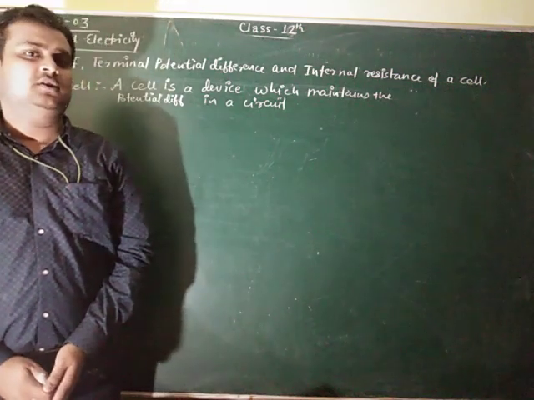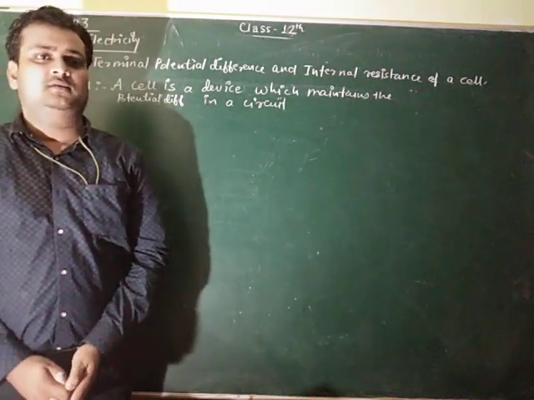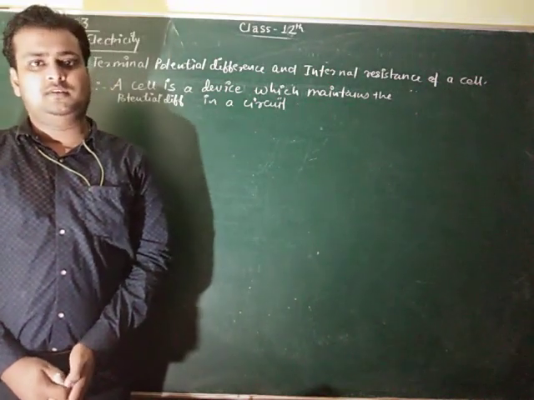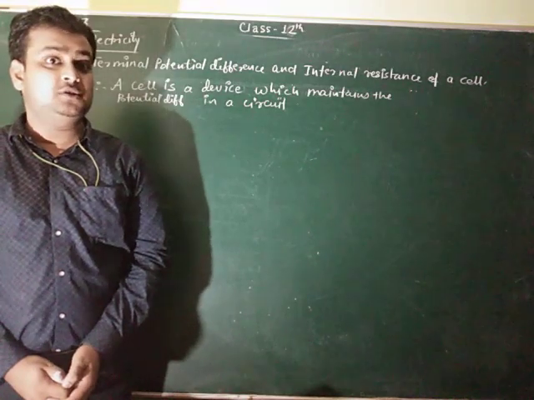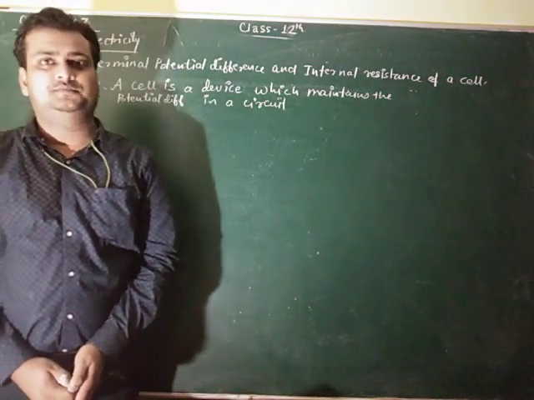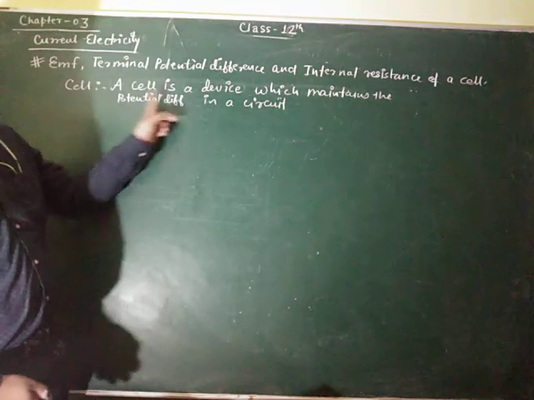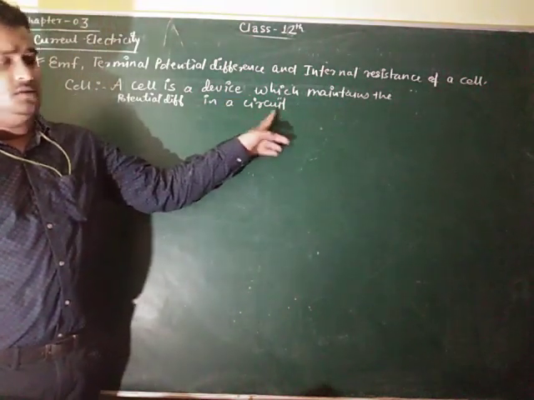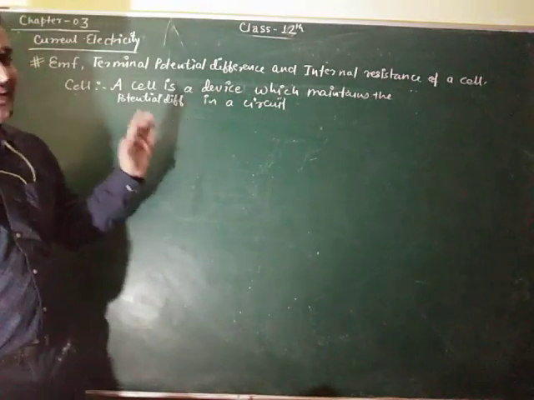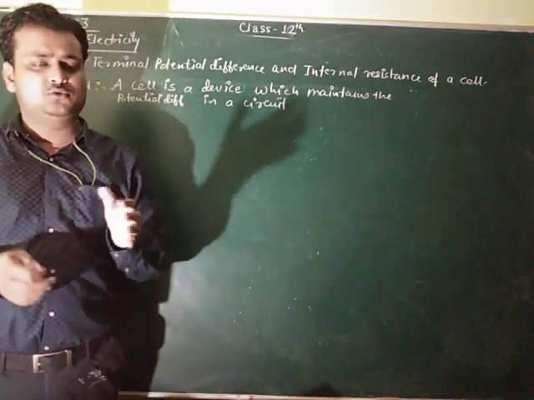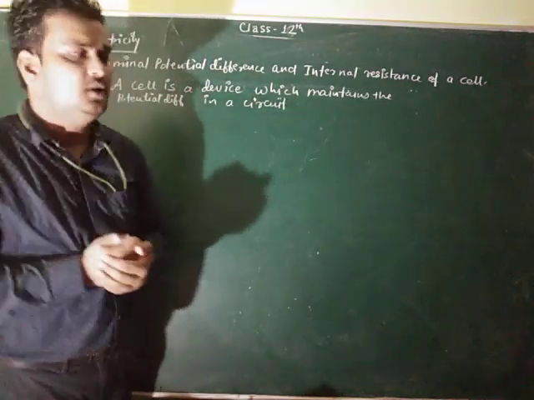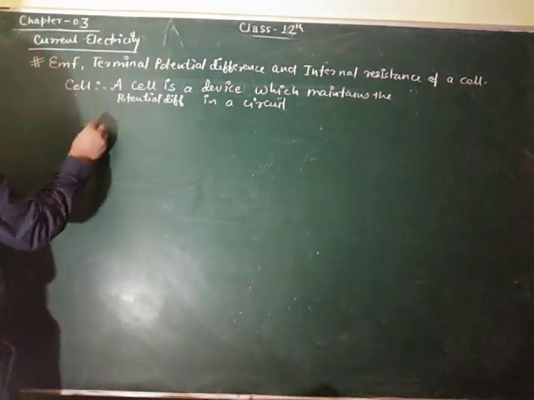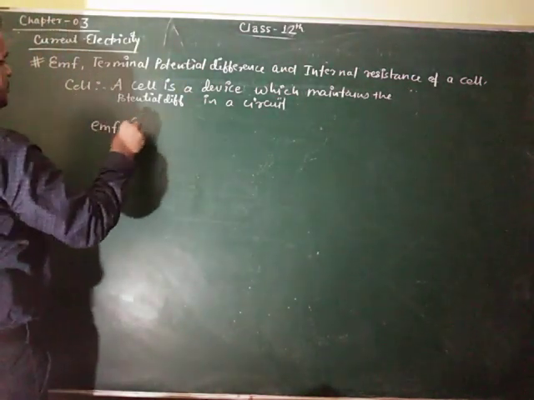Hello students, in this video we will discuss the EMF, terminal potential difference and internal resistance of a cell. Before discussing this, you need to know what a cell is. A cell is a device which maintains the potential difference in a circuit. A cell has a particular function to maintain or regulate the voltage, meaning to maintain a fixed potential difference in a circuit.